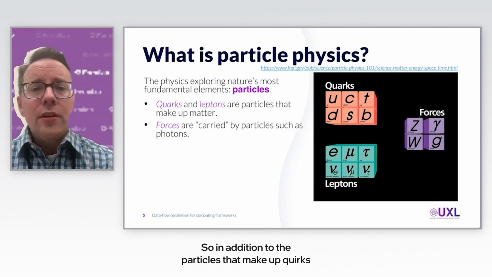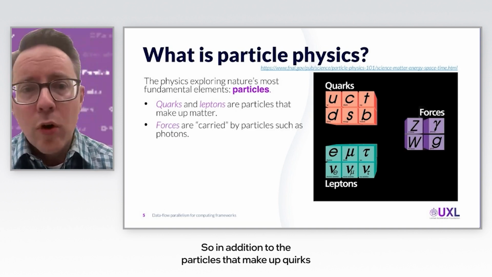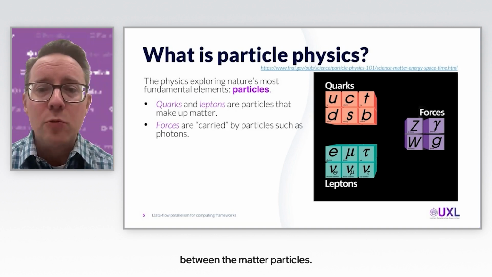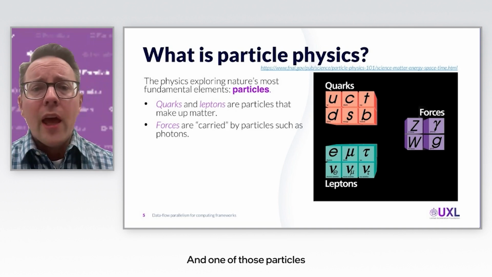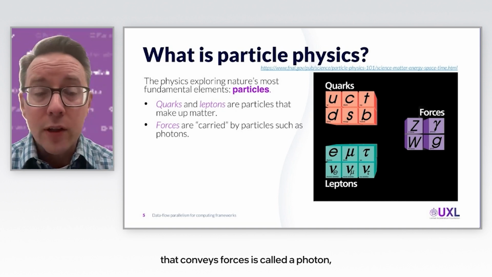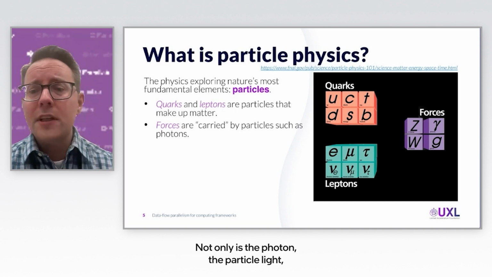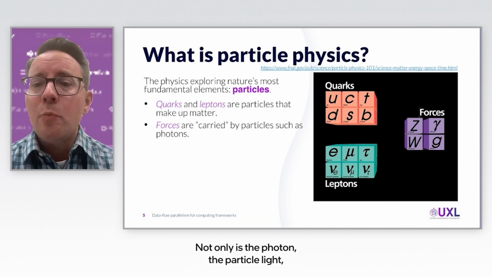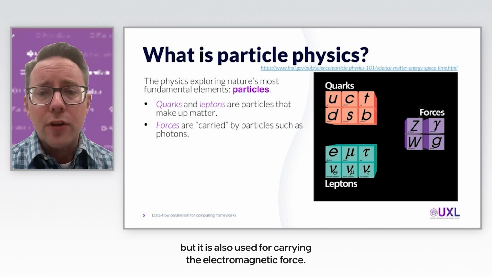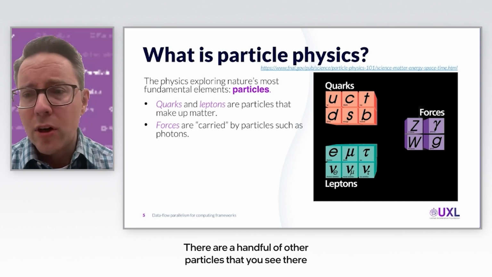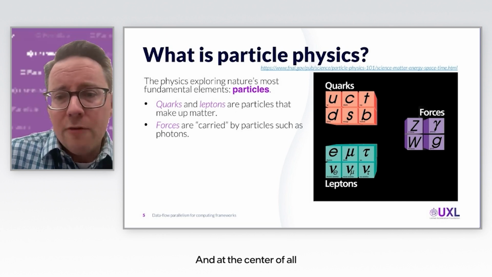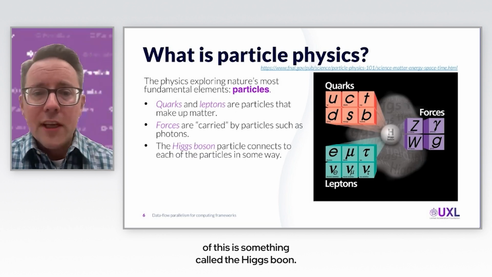So in addition to the particles that make up quarks and leptons, there are also particles that convey forces between the matter particles. And one of those particles that conveys forces is called a photon, which you've probably heard of. Not only is the photon the particle of light, but it is also used for carrying the electromagnetic force. There are a handful of other particles that you see there that convey force. And at the center of all of this is something called the Higgs boson.